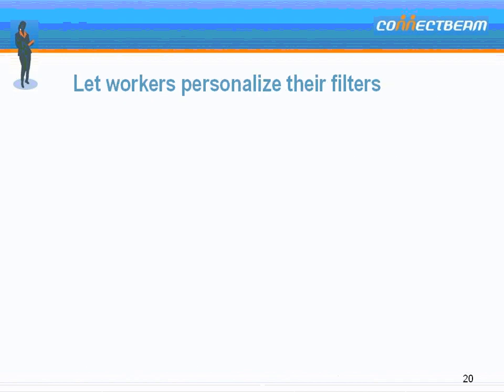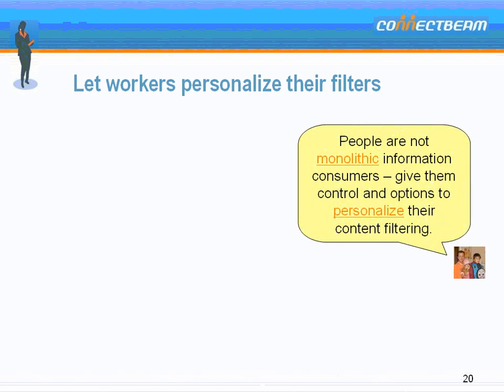So here's how we look at it. Let workers personalize their filters. People are not monolithic information consumers. Give them control and options to personalize their content filtering. And this is a change from some of the previous enterprise applications such as portals out there, which had a little more of a one-size-fits-all top-down distribution. The emerging dynamic is to actually let people personalize the way they consume information.